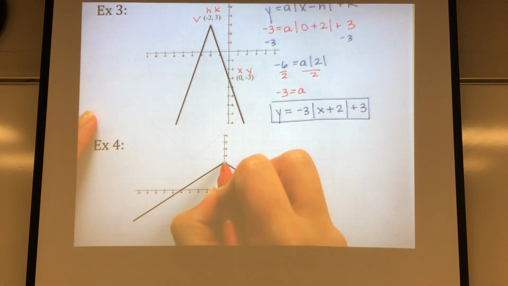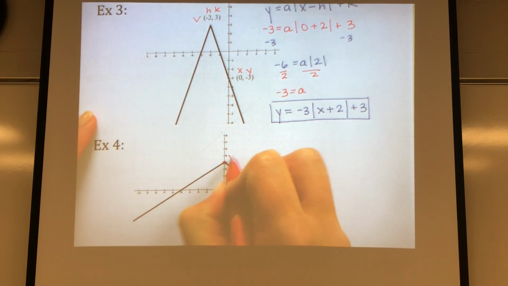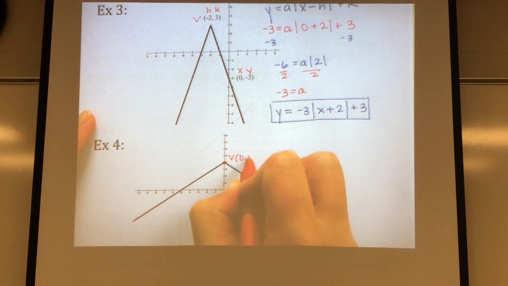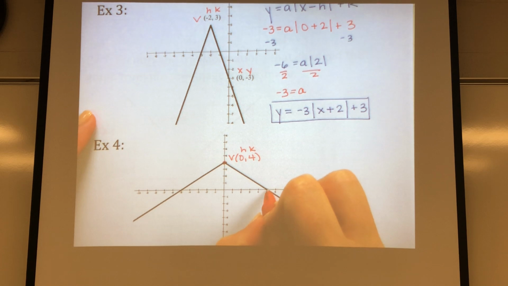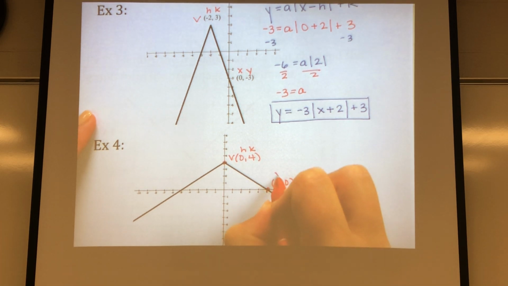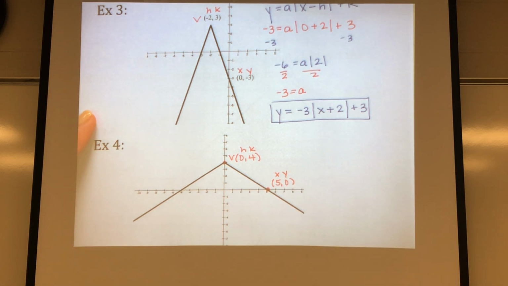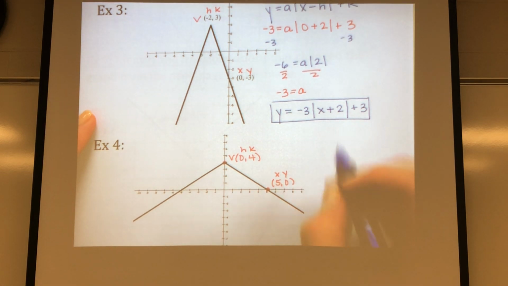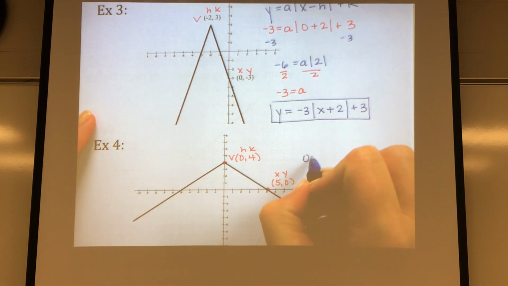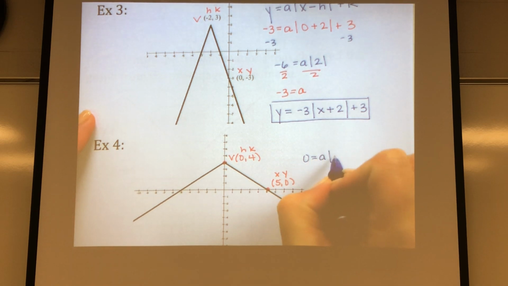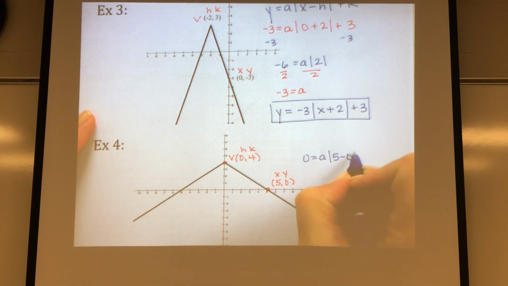So again, we need to identify the vertex. Our vertex here is (0, 4). That's going to be our h and k. And then we need another point. So we can use (5, 0). That'll be our x and our y. We're going to substitute those into our equation. So we have 0 equals a times the absolute value of 5 minus 0, plus 4.